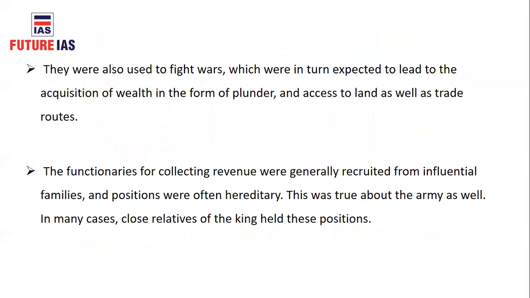And you must also understand, these revenues which were collected from peasants and traders were used not only for the building of the temples and the forts, but also for fighting the wars or waging wars. And they were also expected to lead to the acquisition of wealth in the form of plunder and access to land, as well as trade routes, right? So they performed certain other activities in order to fulfill the different demands that came from the different lords.